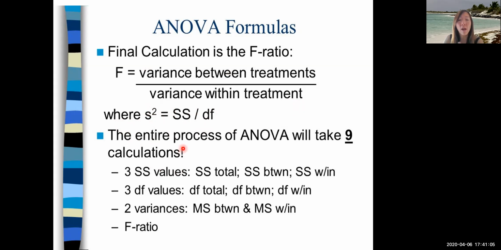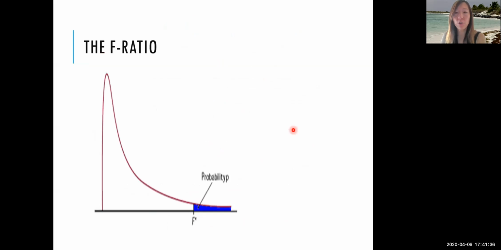And so when we calculate it, we actually will have 9 different calculations. We're going to be looking at different types of sum of squares values and different types of degrees of freedom values, and getting the variance, and then being able to put that into the F ratio and calculate the final F. Okay, but like I said, we're going to do that on Thursday.